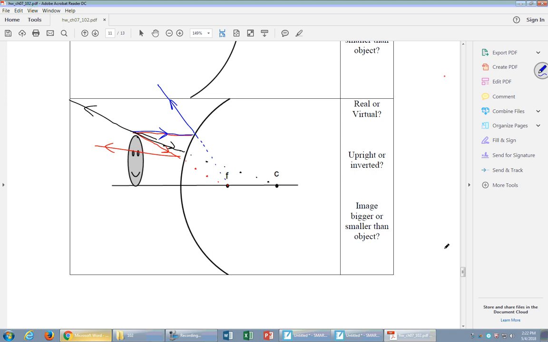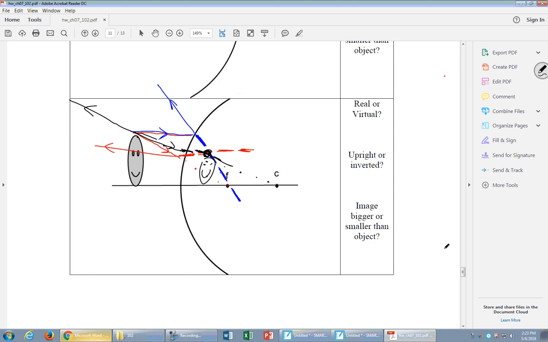So if I trace my virtual rays back, I have a virtual ray right here. I have a virtual ray right here. I'm just tracing those reflected rays back. And then I have a virtual ray right here. So my image is going to be right there. That's a convex mirror.